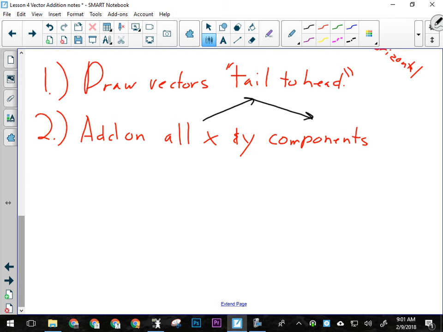Then, as my second step, I would put on my x and y. I would probably also have theta in there. Same thing here: I would put on x and y, put in my angle. That's what I mean by add on the x and y components.